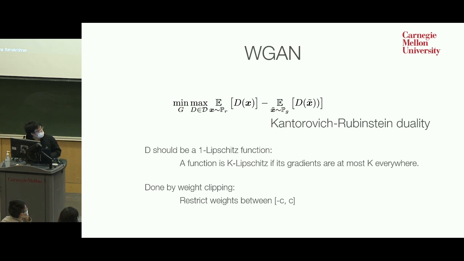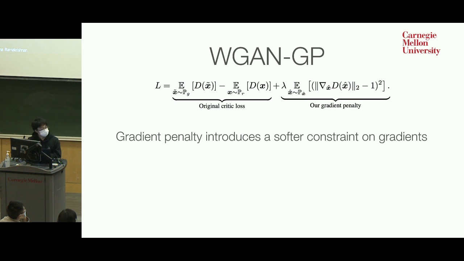And because of this weight clipping, it's not that efficient most of the time. Later, people came up with a soft version of the weight clipping, a soft version of the constraint for the one Lipschitz limitation. So here, you see that we add one more gradient penalty term, and what it's doing is simply penalizing the gradient of this one.